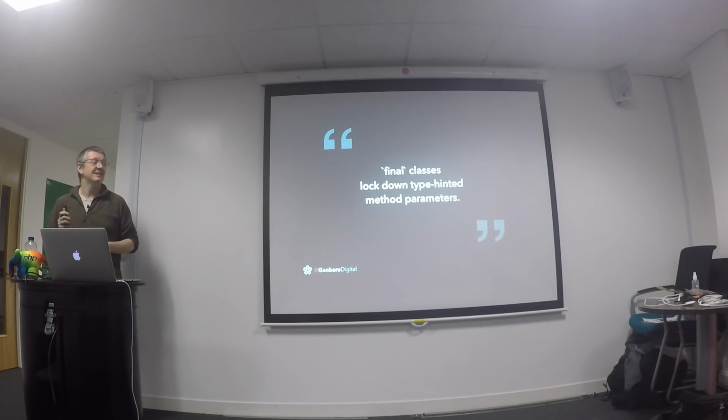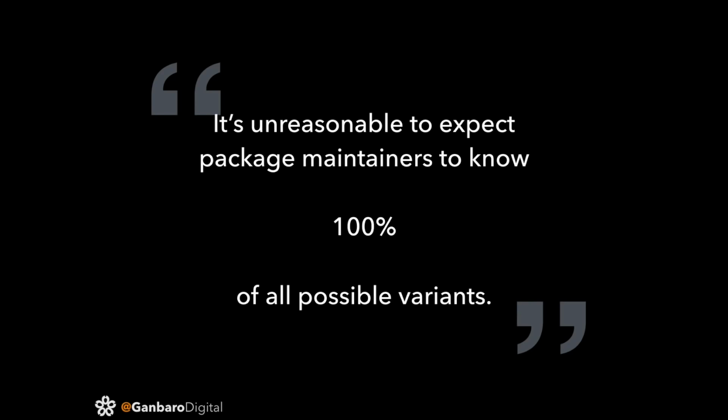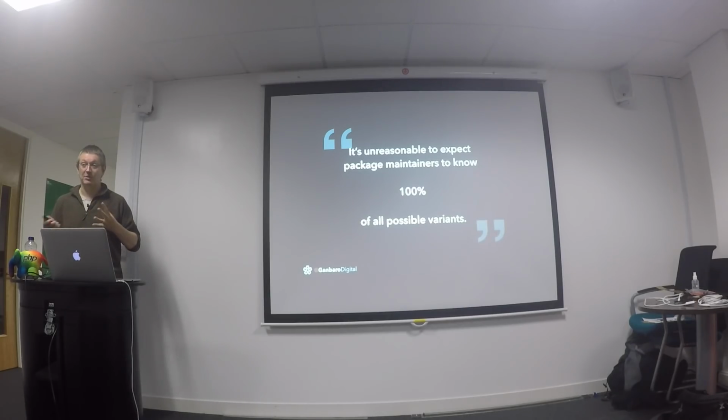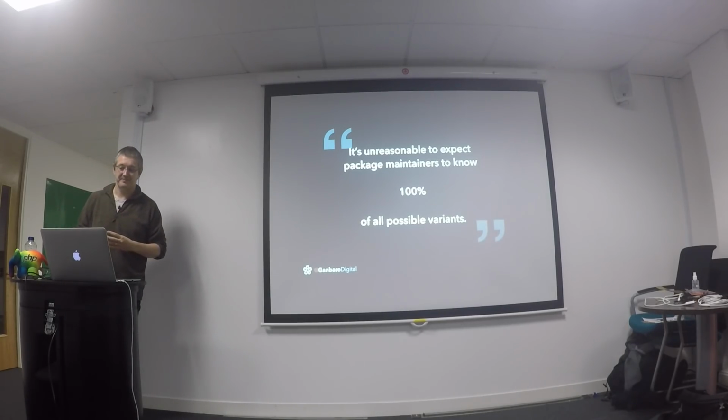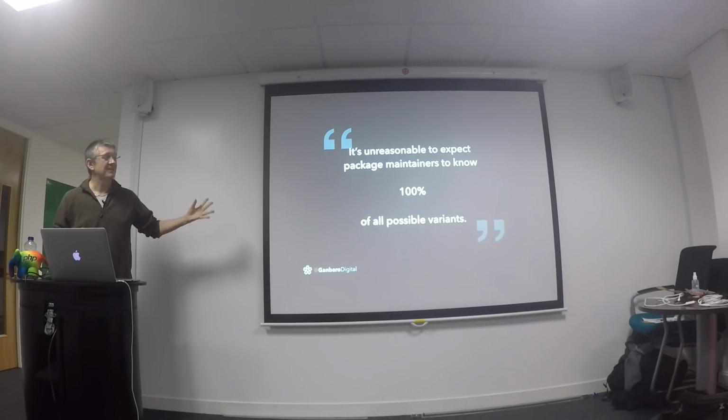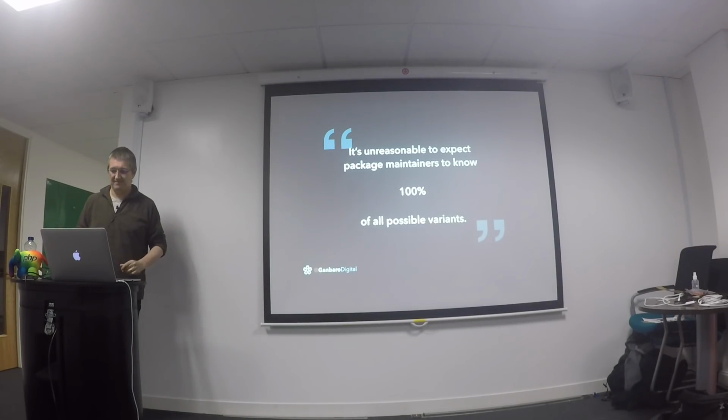And that's a problem. This is the central point of my talk. A package maintainer isn't going to know all the different things that bar can become, all the different variants of it. And we'll show you an example later on of that. Which means that if you're locking everything down with final and you're using type hinting, you're limiting how your code can be reused by others, and not always in a positive way. And sometimes we have to work around this.